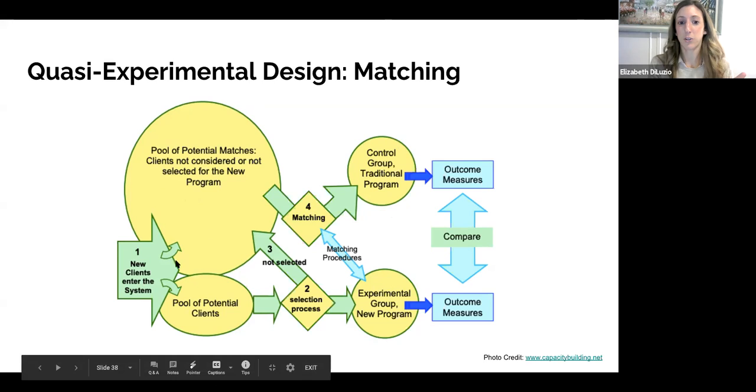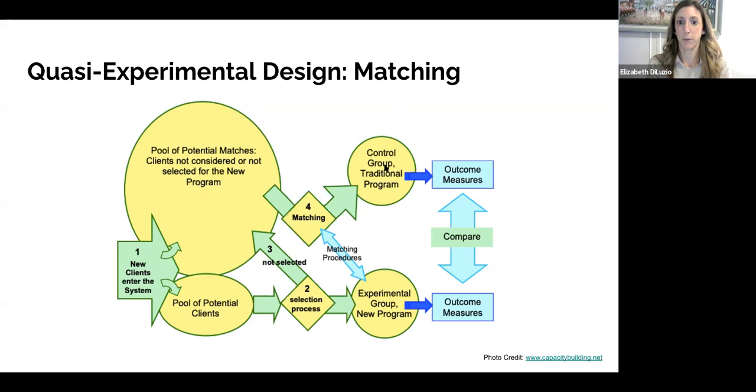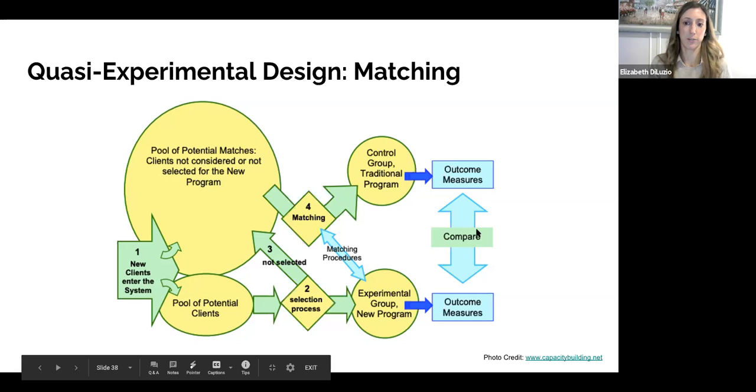Another way that this could take place is that we have the pool of potential clients, and then the selection process takes place. Who is part of the program and who is not. So this is like the waitlist group. And this is like if some people get in and some people don't, and they never have a chance of getting in. So that's the selection process. And then they would get sent to the pool of potential matches from which we can do our matching. And then from there, we have our outcome measures for both groups, and we compare the two.